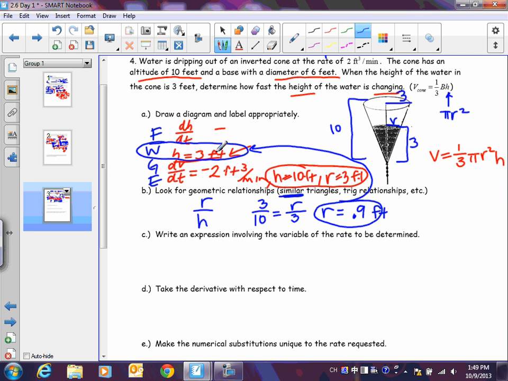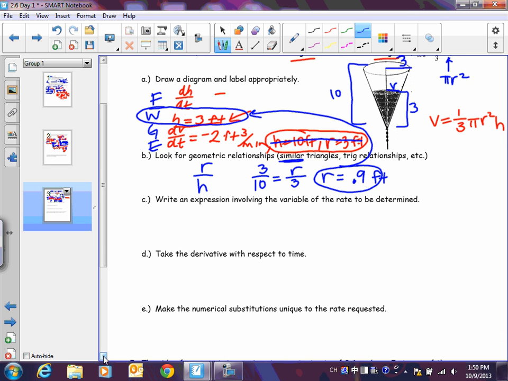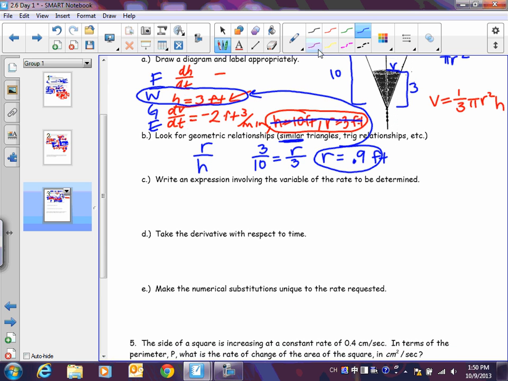So really, this can go up to my when statement, because when the height is 3 feet, the radius is 0.9 feet. And that's what's happening at the instant I want to know. This 10 over 3 business, I'm really not going to use in the problem because all that was just given so that I could find r, given h. There might be some more things we need to find, but let's just go ahead and work the problem, and we'll find things as they come up.